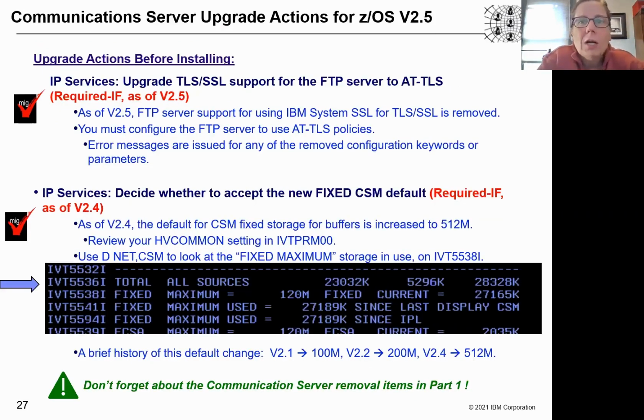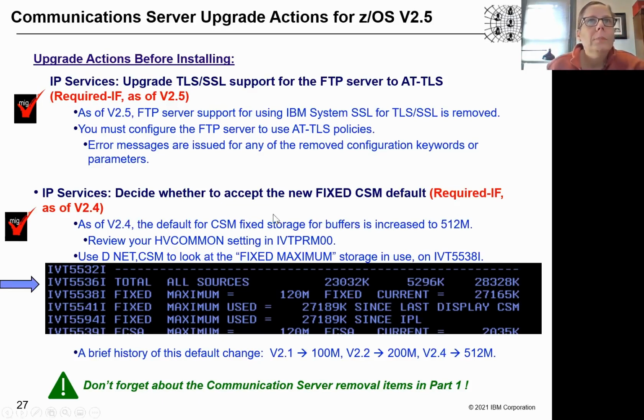Okay, now for Communications Server. We've got a couple of little ones, a lot of kind of changes here that we'll see. We've got a health check for this one, and this is if you have TLS SSL support in your FTP server, you're going to need to use AT-TLS. I think a lot of people have been using AT-TLS already. Most people have, you'll see. So you'll need to configure your FTP server to use the AT-TLS policies instead. There's a health check for that. Just give that one a try.